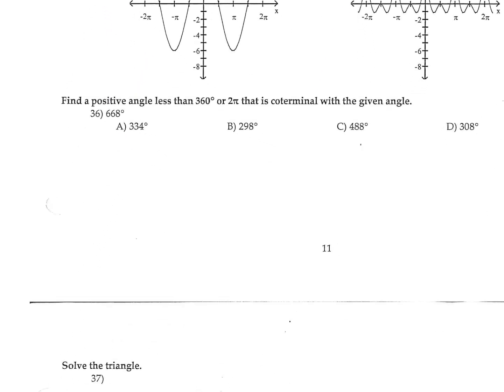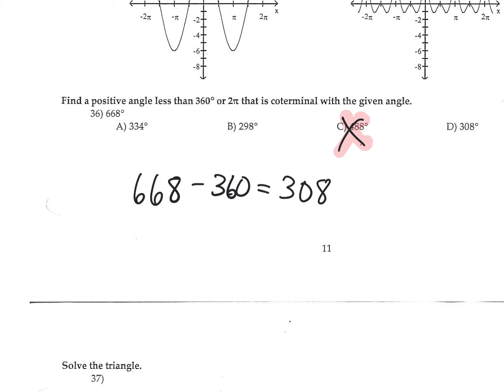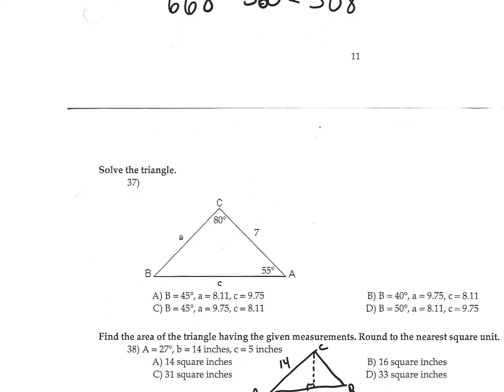So here on 36, they are asking us for a coterminal angle that is less than 360 degrees, coterminal with 668. Well, right off the bat, I can eliminate option C. Sorry about that. Because that is not less than 360. Make sure we're just paying attention to details. I'm going to take 668 minus 360 and see what I get. Well, I'm going to get 308 degrees. That's less than 360. Therefore, option D is the best one.